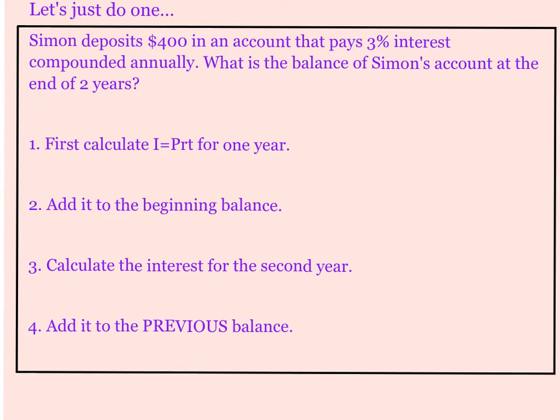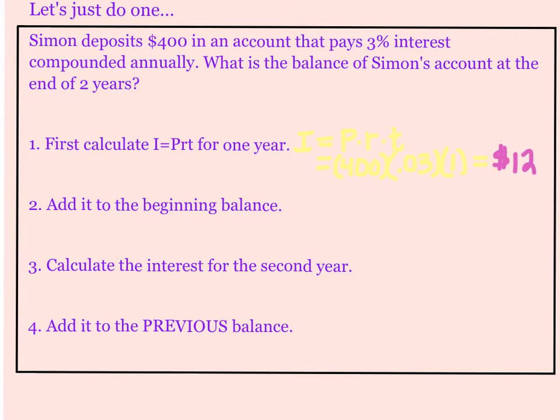So the very first thing that we need to do is go ahead and calculate the amount of interest that he is going to earn on the very first year. So step number 1, first calculate I equals P times R times T for 1 year. So let's go ahead and do that. I equals P times R times T. That means we take our principal, so he's putting $400 in his account, times the rate, 0.03, because that's 3%, and we're just talking about 1 year. This is going to give him $12 in interest.